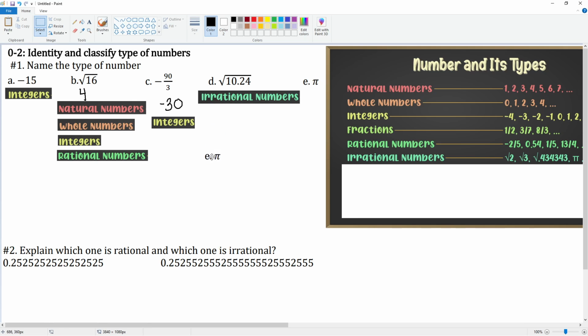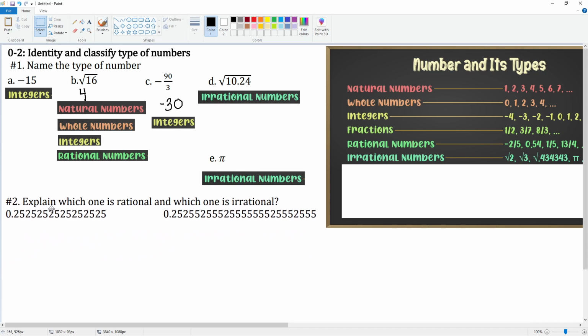Likewise, E, which is pi, is also an irrational number. Okay? Irrational numbers are defined as numbers that go on forever, that don't stop or have a consistent pattern. That leads us up to question number 2 here.